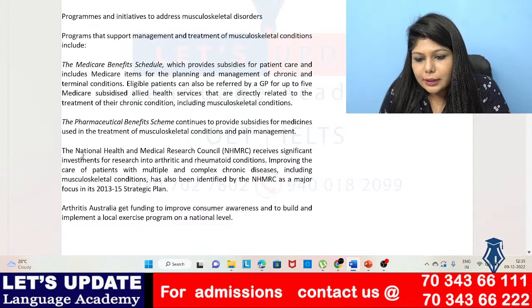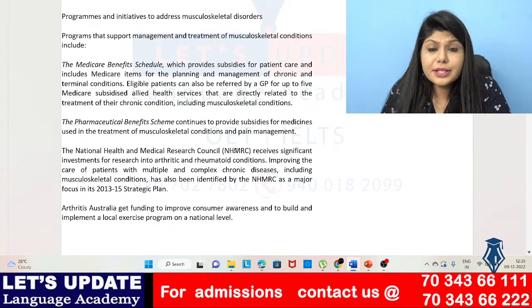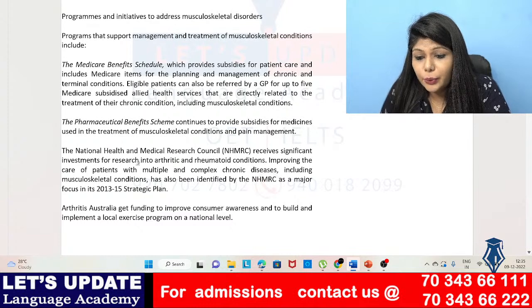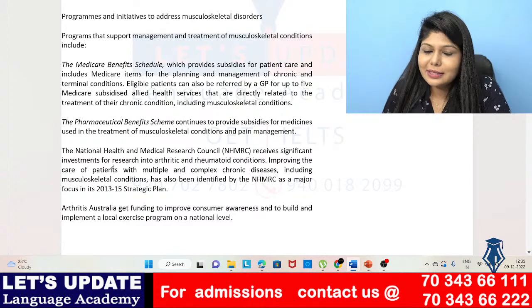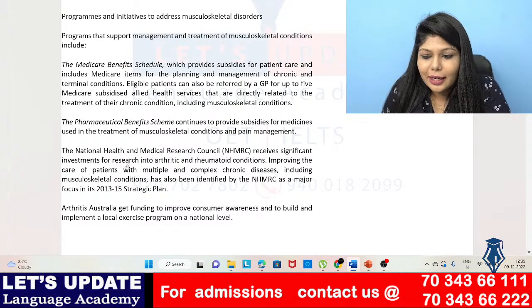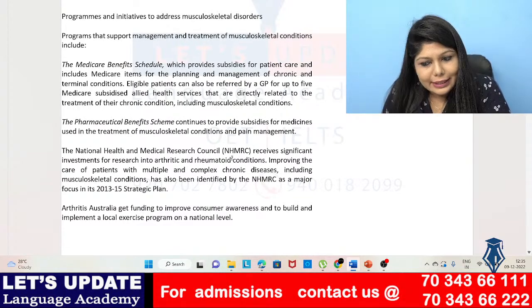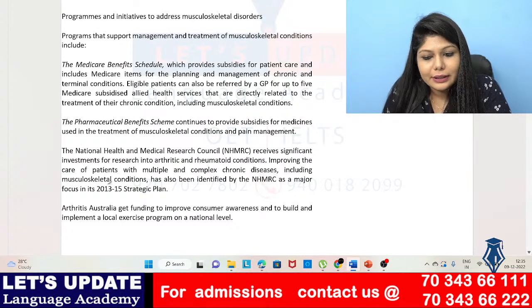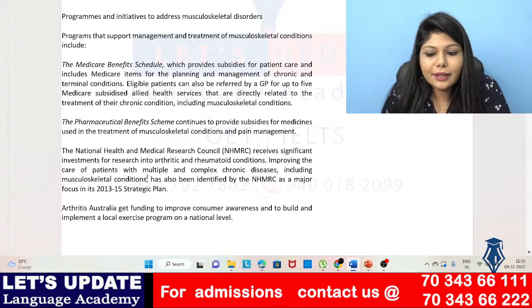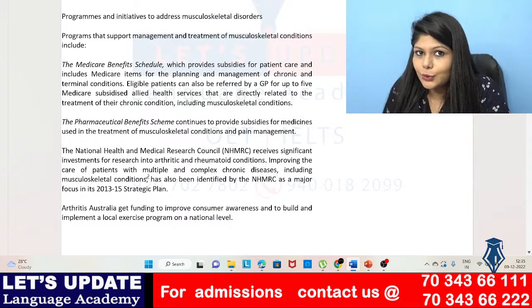Then the third para deals with the National Health and Medical Research Council. That's a research council, and what are they doing? They are doing research. Research means in-depth study, same thing, right? Yes. And they are dealing with musculoskeletal conditions. So they are doing an in-depth study on musculoskeletal conditions. So that is there.